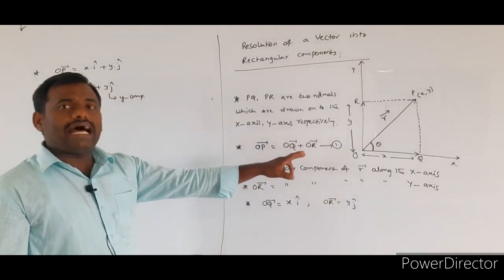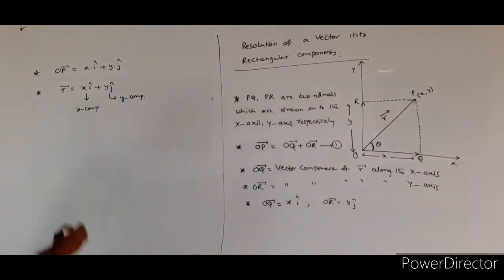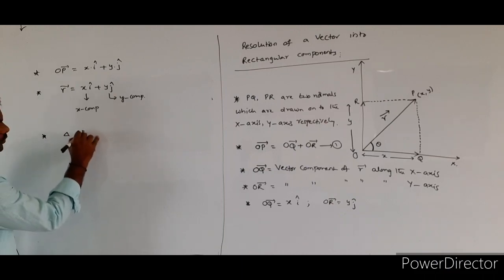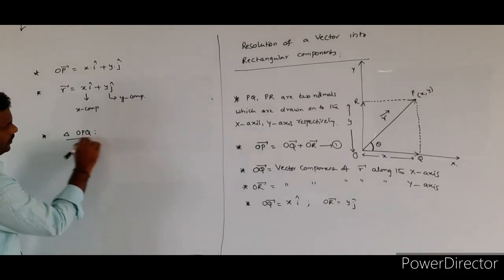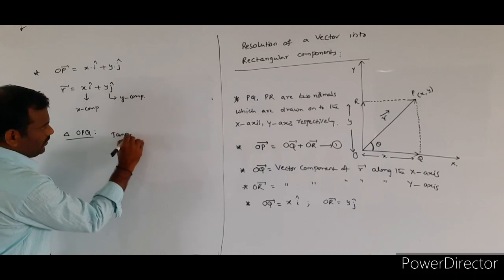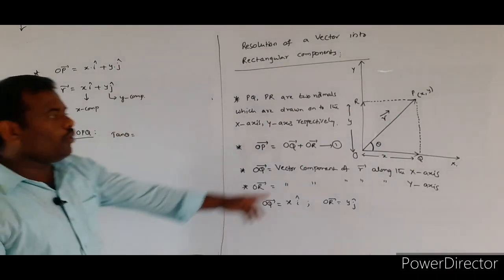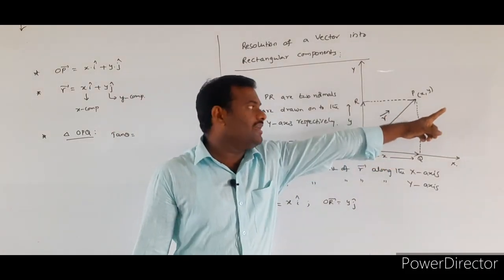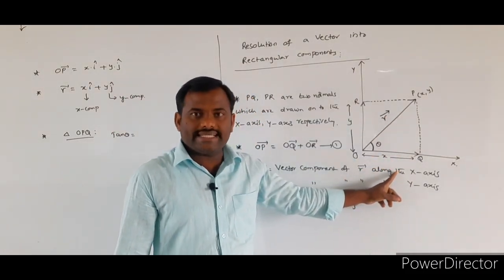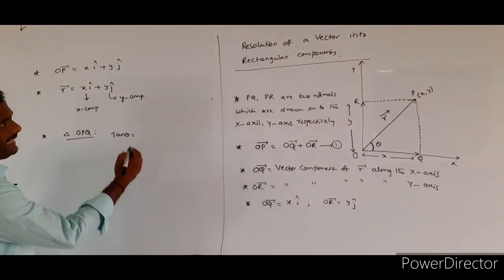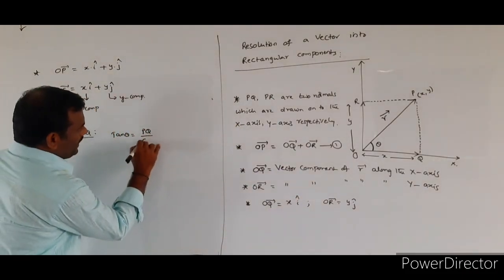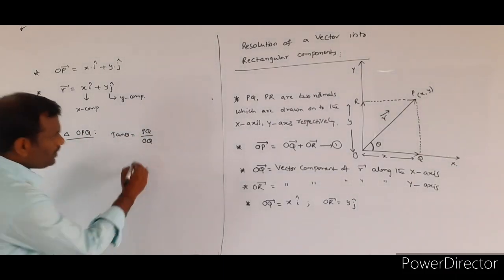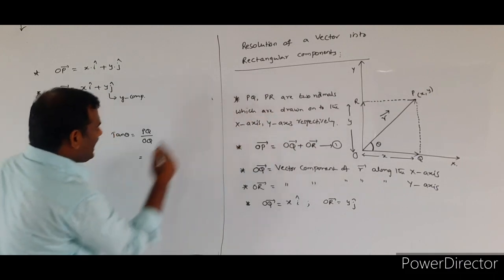Now, we consider the angle. From the triangle OPQ, what is the tan theta value? Tan theta is equal to opposite side by adjacent side. So, tan theta is equal to PQ by OQ. In the place of PQ, can I write OR?